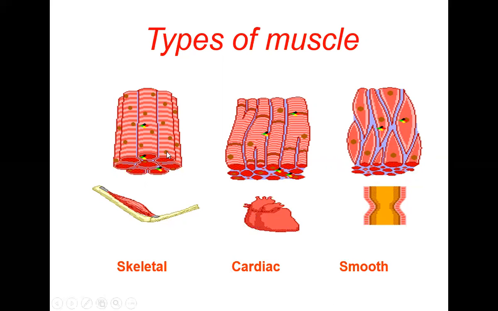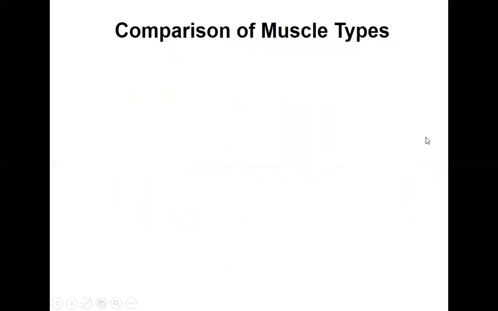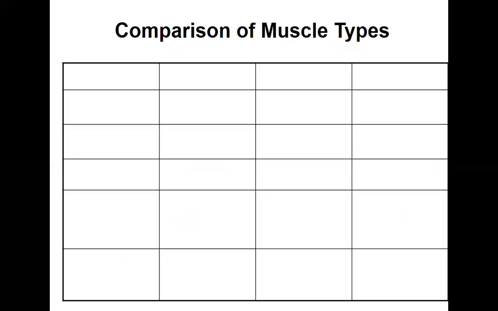This is the smooth muscle. If you see the structure, this is how they differ in structure. Histologically, when you study under the microscope, they look different, so easily you can identify. Now we'll try to compare these three types of muscles.